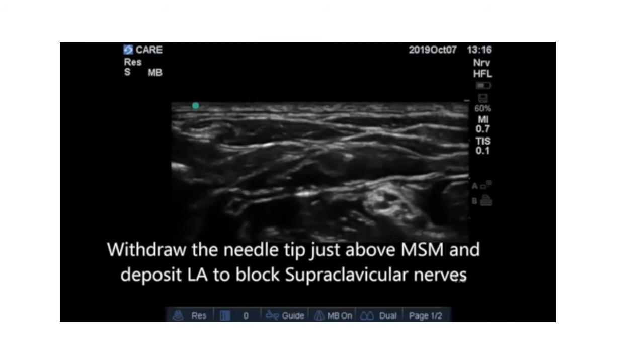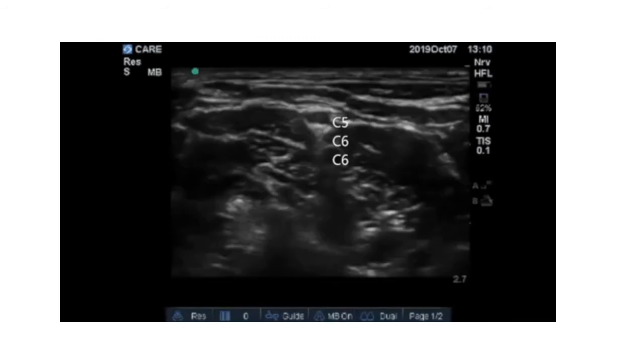So this is C5 and C6. Sometimes they look too low because they will branch a little bit, but don't mistake it for C7. And then these C5 and C6 form this superior trunk. And don't forget that the dorsal scapular nerve also just branches out from the C5. So there is the middle scalene, dorsal scapular nerve, superior trunk, and anterior scalene.